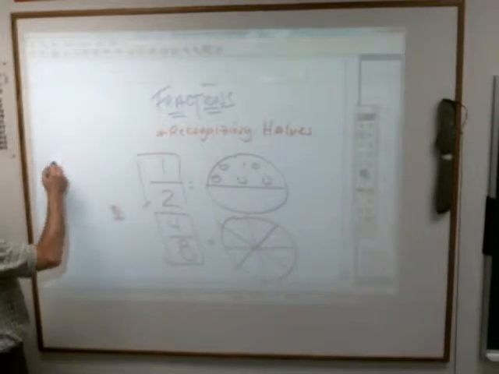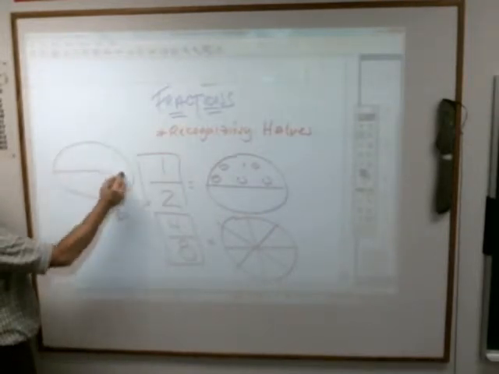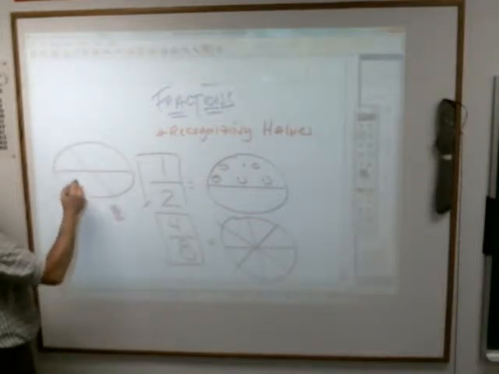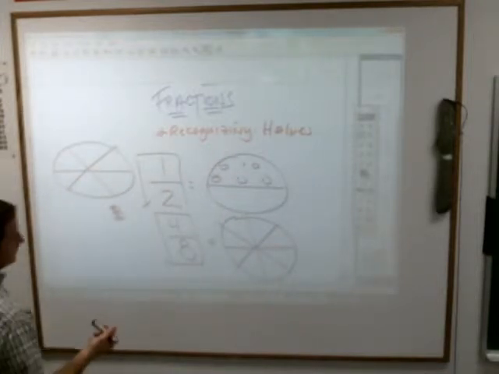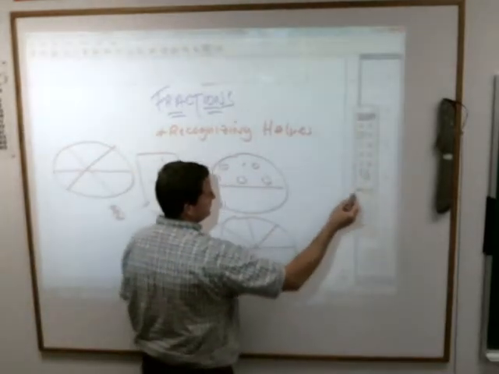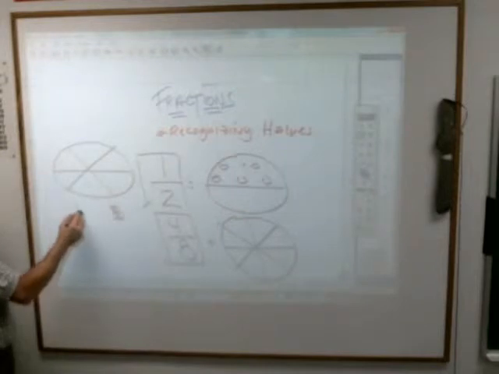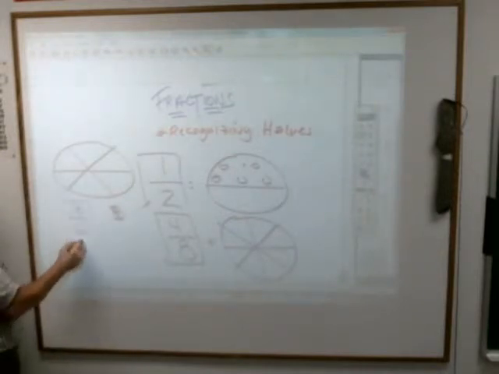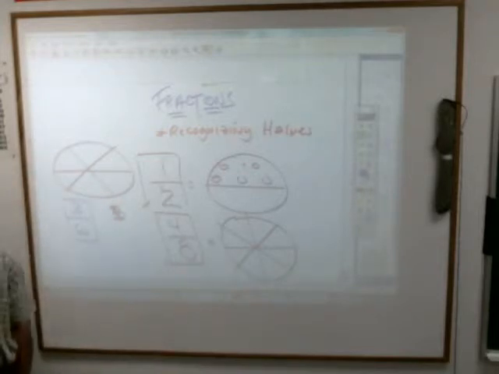Or maybe the pizza place cut it into 6. If you're going to eat half of a pizza that was cut into 6, how many pieces would you have to eat? Yeah, 3 out of the 6 pieces. So 3/6, 4/8, 1/2, they all mean the same thing, but they're different numbers, and sometimes it's confusing.